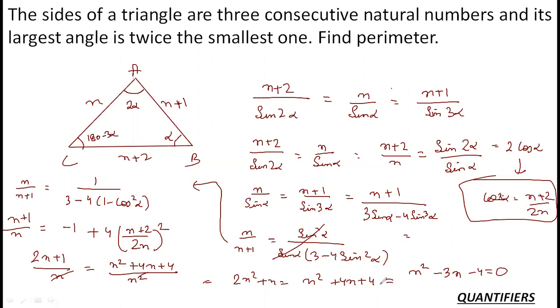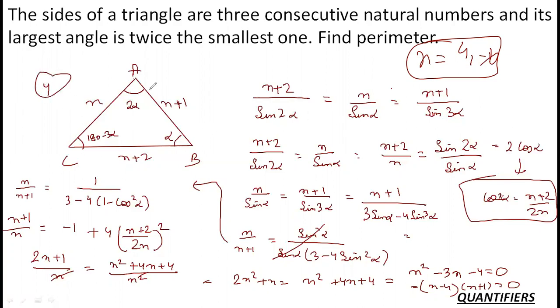Now n square minus 3n minus 4, so it is n minus 4 into n plus 1 equal to 0. Now from here I am getting two values of n. n is coming out to be 4 and minus 1. So minus 1 is not possible, obviously. Since minus 1 is not possible, what is my result? My result is n is equal to 4. And if n is equal to 4, this is 4, this is 5, and this is 6, and my perimeter will be nothing but 15. So this is the required answer.